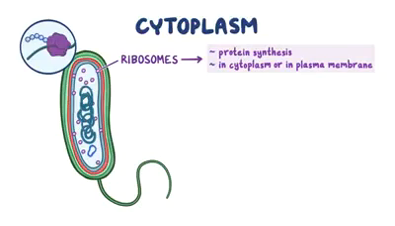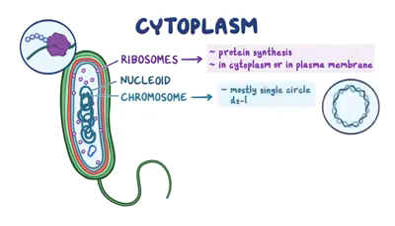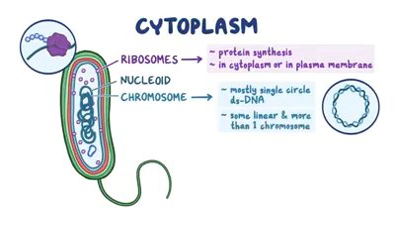Another structure found in the cytoplasm is the nucleoid, which is an irregularly shaped region that contains the cell's chromosome. The chromosomes of most bacteria are a single circle of double-stranded DNA, but some bacteria can have a linear chromosome, while others can have more than one chromosome, and these chromosomes contain the genes needed to provide instructions for protein synthesis in the cell.